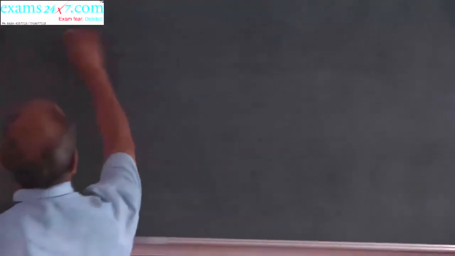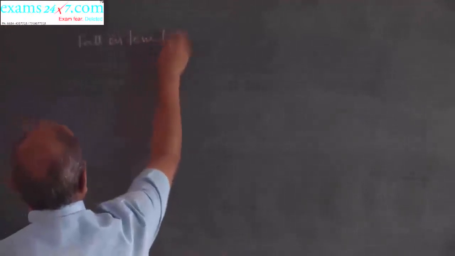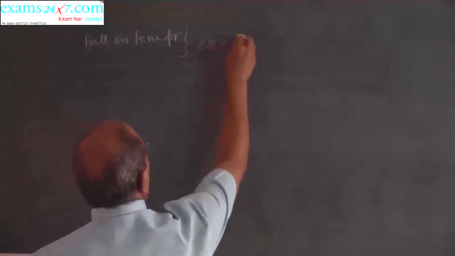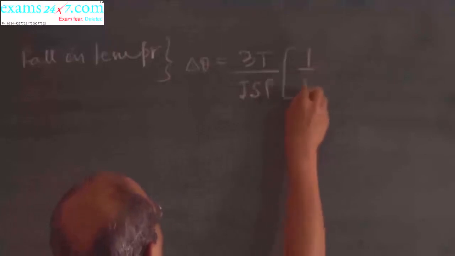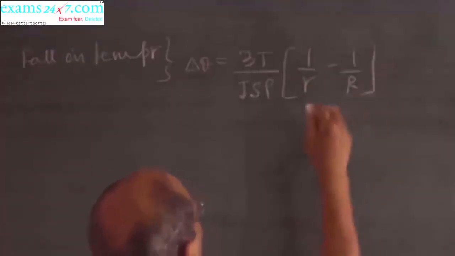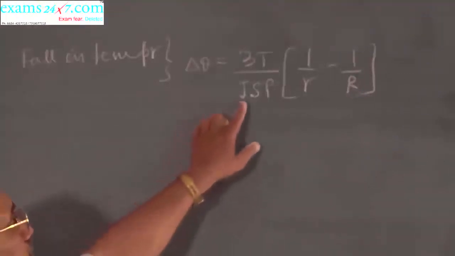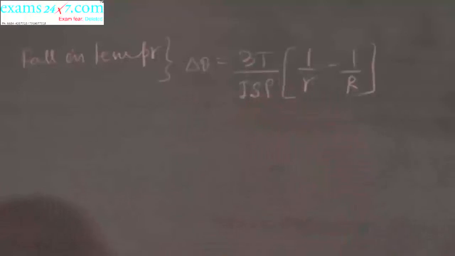So the fall in temperature when a big drop is broken into small drops is given by 3T by J s rho, whole into 1 by r minus 1 by capital R. Here T refers to surface tension, J refers to Joule's constant, s is the specific heat of the liquid, and rho is the density of the liquid. This gives how much the temperature decreases by breaking the big drop into smaller ones.